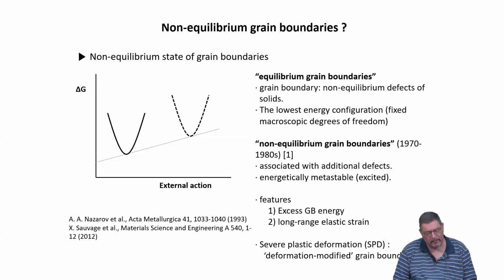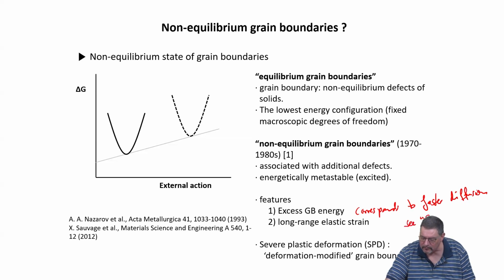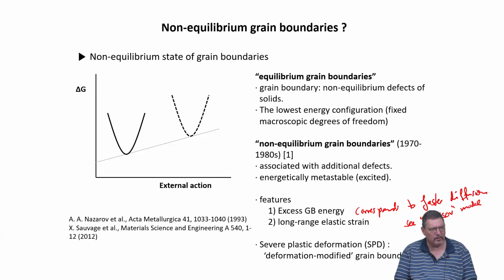And these grain boundaries should feature excess grain boundary energy as well as long-range elastic strain fields. And excess grain boundary energy corresponds to faster diffusion along the grain boundaries. There's a so-called Borisov model, which relates the excess energy density increase of a boundary with increase in grain boundary diffusivity.